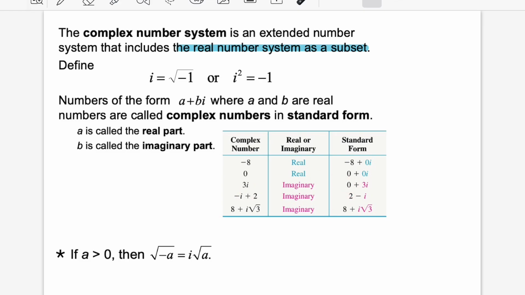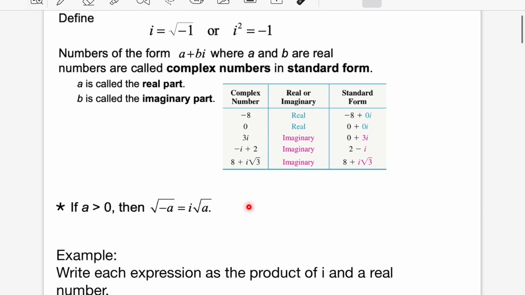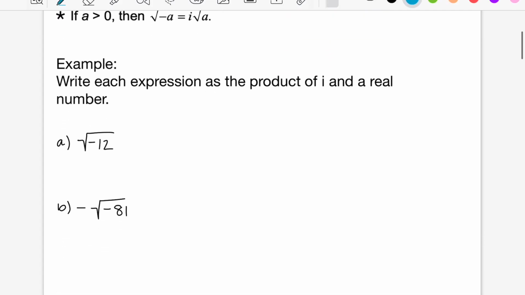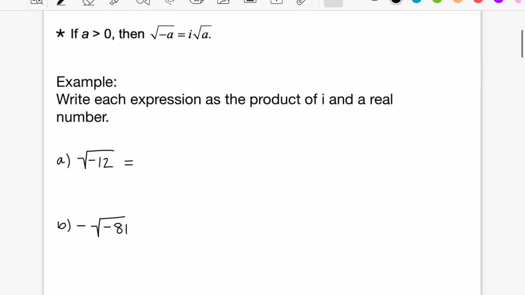Okay. Now, I want to look at this expression here. So if we have an expression of this form for a greater than 0, then the square root of -a is going to be equal to i times the square root of a. So let's look at some examples of this. We have the square root of -12, so that's in this form here. So this answer is just going to be i times the square root of 12.